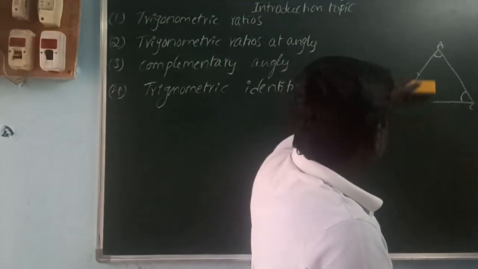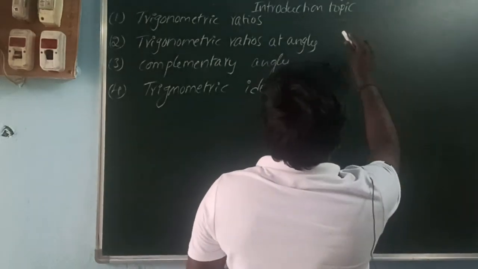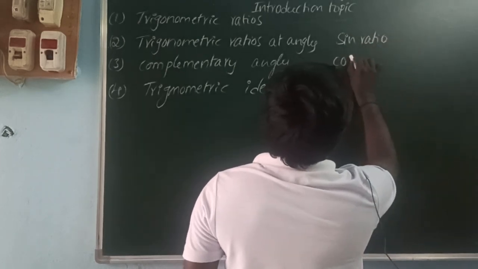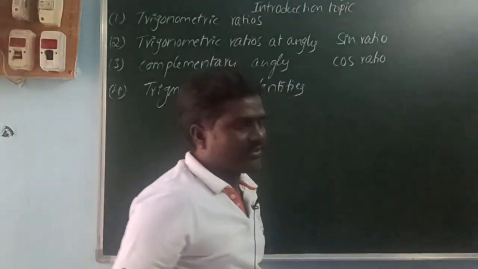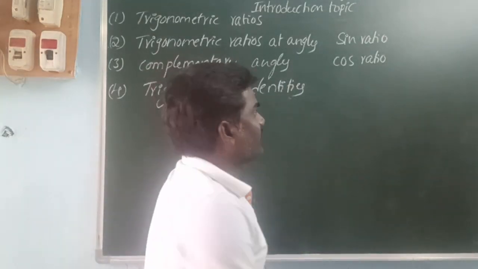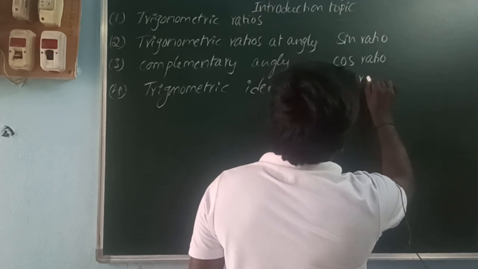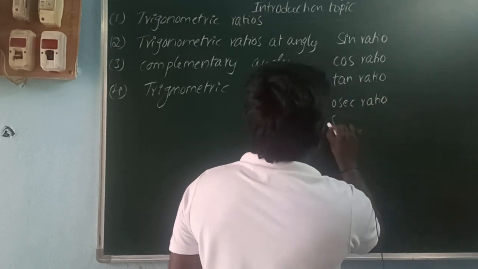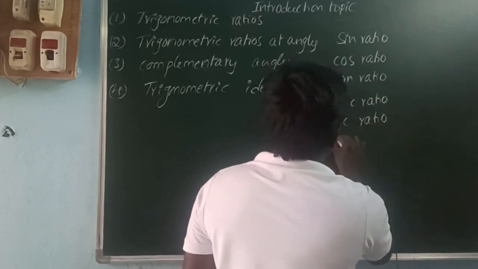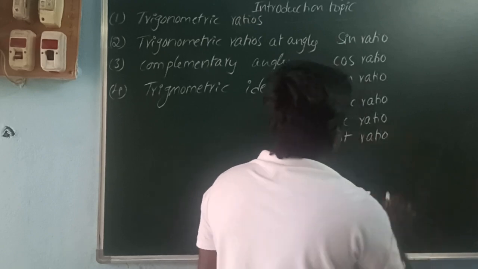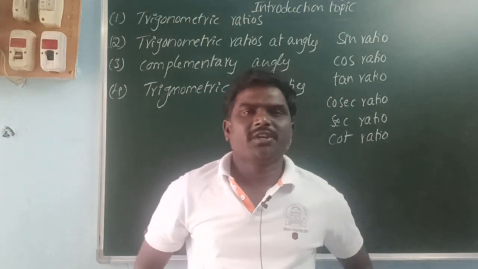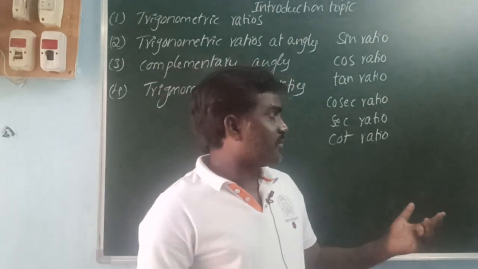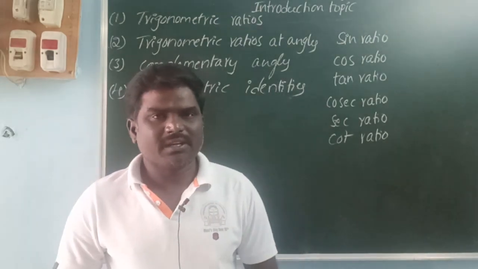So here, what are the 6 ratios? Sine ratio, cos ratio. The 6 ratios of a triangle, 3 sides and 3 angles, are called the 6 ratios of a triangle. Cos ratio, tan ratio, next cosecant ratio, next secant ratio, next cot ratio. So what is called a ratio? Comparison between any two quantities with the same units is called a ratio. So here you can take the ratios at angles. Here, how many sides are there?